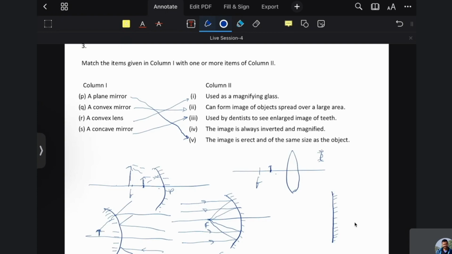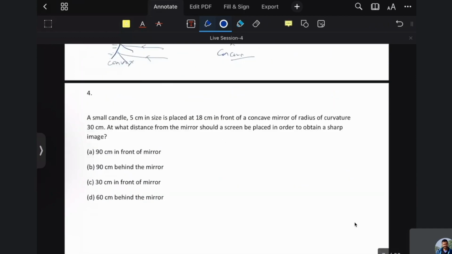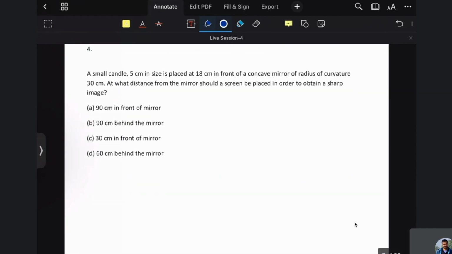Have you studied ray optics in class 12th? Yes, sir. So you might remember these things, right? If you have any more doubt, you can ask. Okay, let's go to the next question.